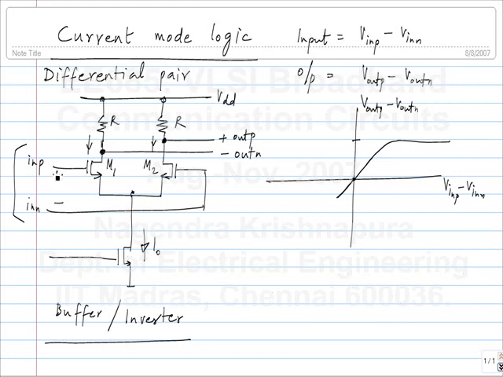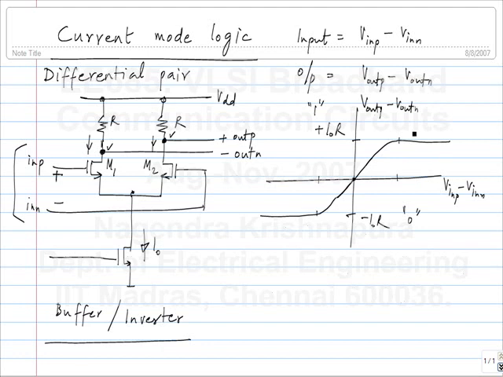Okay. When the input is large and positive, I0 flows through the left M1. So this is at VDD minus I0 R, and this is at VDD. So the difference is I0 times R. Okay. And on the negative side, it saturates to minus I0 times R. Okay. So this corresponds to a logic 1 and this corresponds to a logic 0. Is this okay? So if you need to brush up the operation of differential pair, please do so.